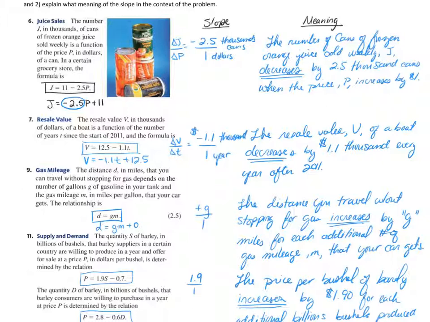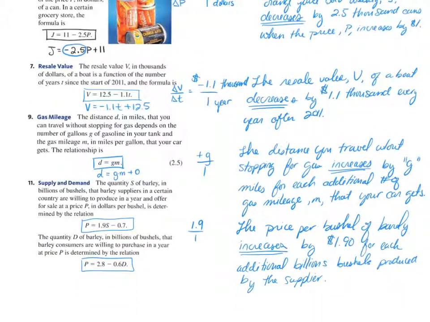And then let's just go to this last example here, number 11, right? The slope represents the ratio of the change in P over the change in S, and P is measured in dollars, okay? And S is measured in billions of bushels. Okay, and we're talking about barley. So the slope is telling us that the price is going to increase by $1.9 per billion of bushels of barley. So I hope that you find that helpful.